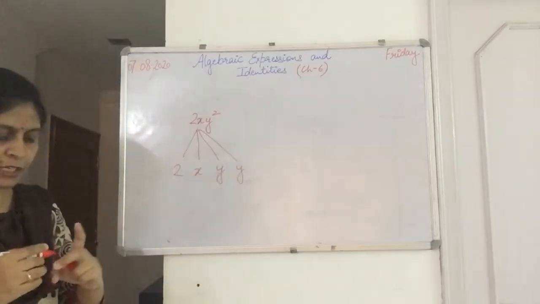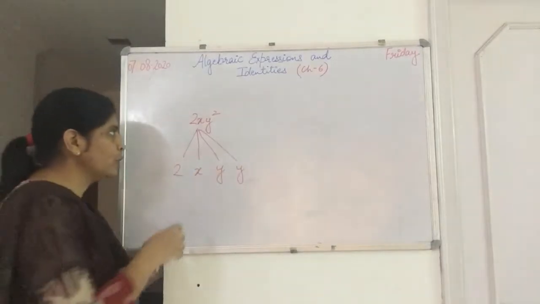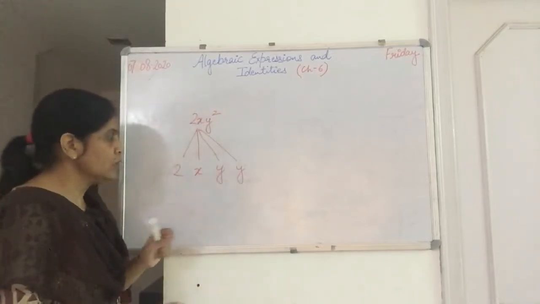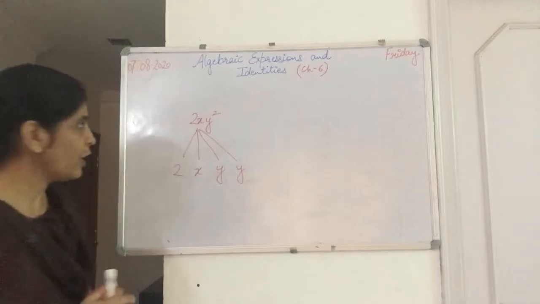If it is y square, then there will be one more factor. You have studied squares and square roots, in which you learned that when we write square, it means the number is written 2 times. So y into y. Now let us take another example.